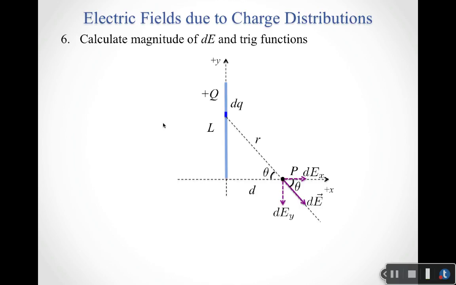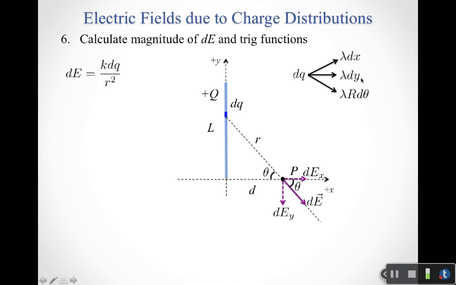All right, now I need to calculate the magnitude of that field contribution and then the trig functions that I need to plug into my two equations. I know that the magnitude of my little field contribution is given by dE equals k dq over r squared, and there are two pieces I need to deal with here. k is just Coulomb's constant. I need to deal with what dq is, and then I need to figure out what r squared is based on the geometry in my problem.